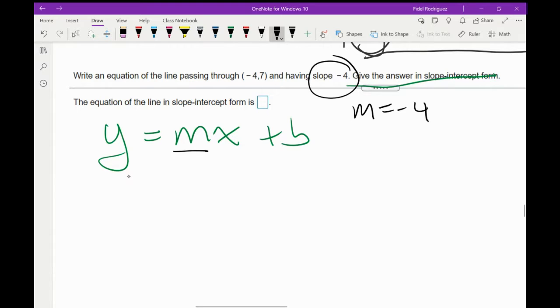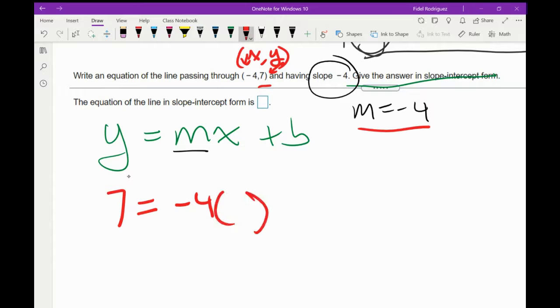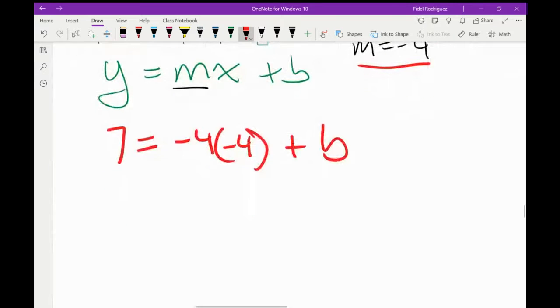Now, guys, remember, when we have points, every point has two coordinates. It has an x coordinate and it has a y coordinate, right? So what this is telling me is that x is the same thing as negative 4 and y is the same thing as 7. So right here where the y used to be, I'm going to put a 7. Where the m used to be, I'm going to put a negative 4. Where the x used to be, I'm going to put a negative 4 also. And then the one letter that I still don't know right now is b. So let's see if we can find it.